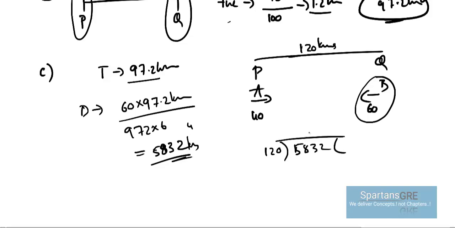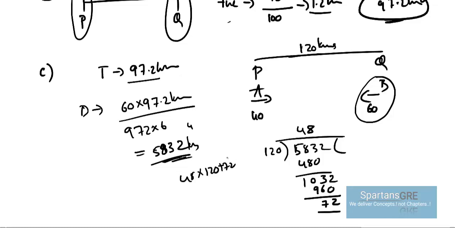5832, if you divide by 6, it will be more. So 5 more, 480. If I take this 8 times, it will be 960. So 2, 7, 72. So these kilometers can be written as 48 into 120 plus 72.